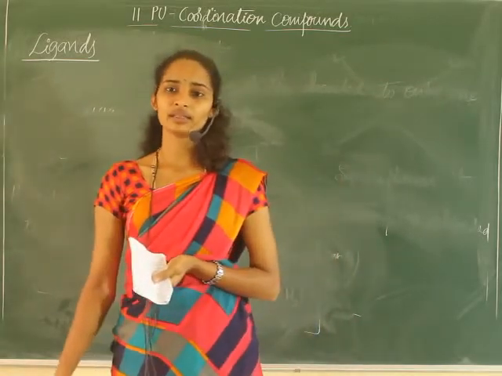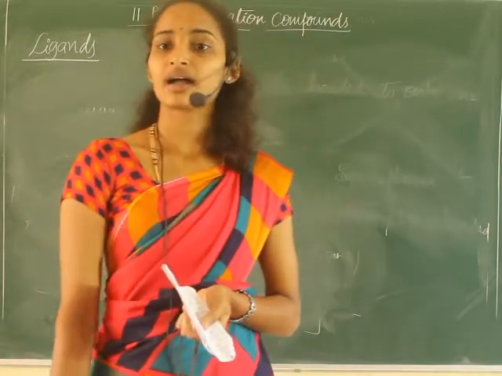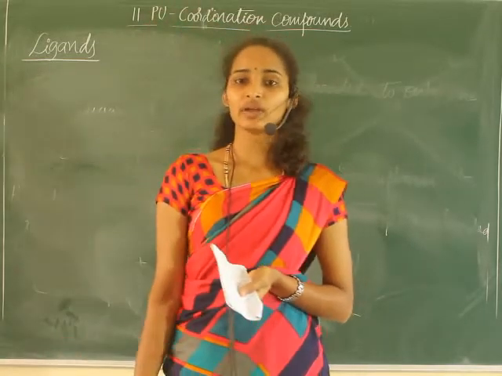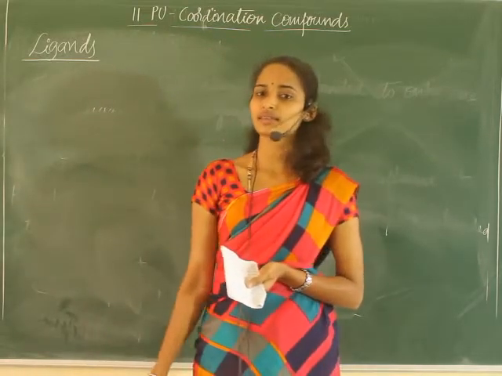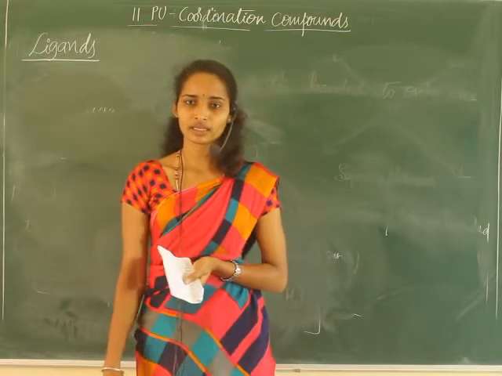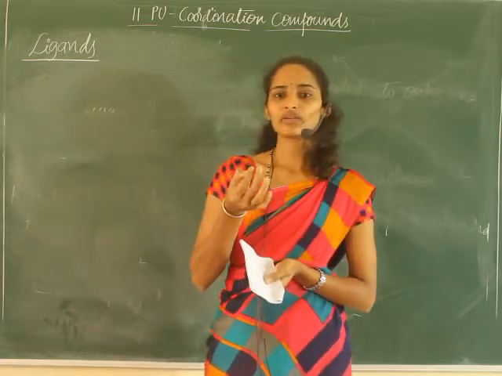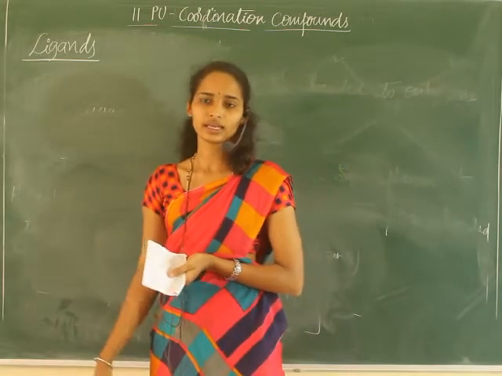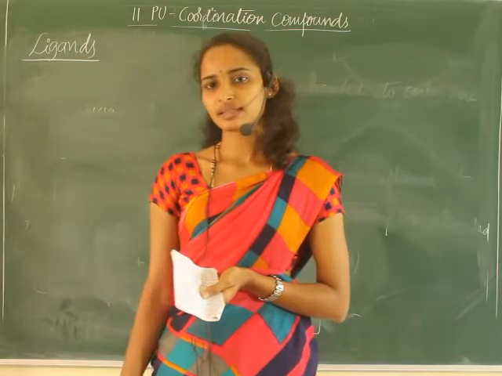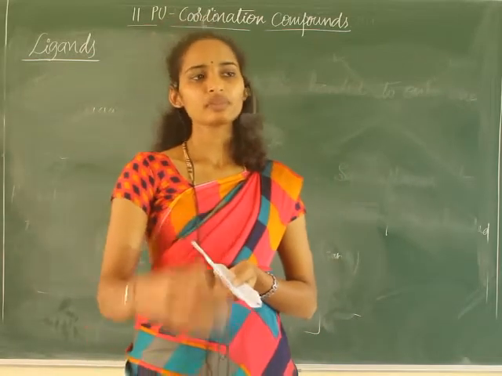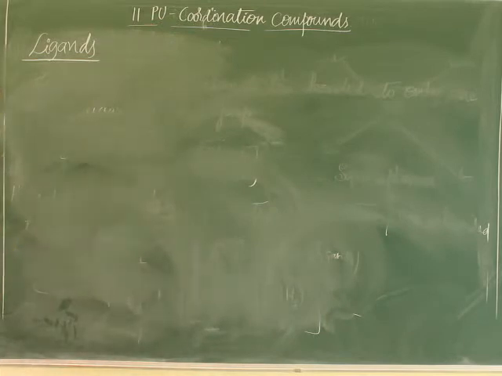Or EDTA, ethylenediaminetetraacetate or tetraacetic acid. It can donate 6 pairs of electrons. The denticity is 6, like that. Okay, it has 6 coordination centers. It can form 6 coordinate bonds, like that. It's a polydentate. So these ligands are directly attached to the central metal atom.